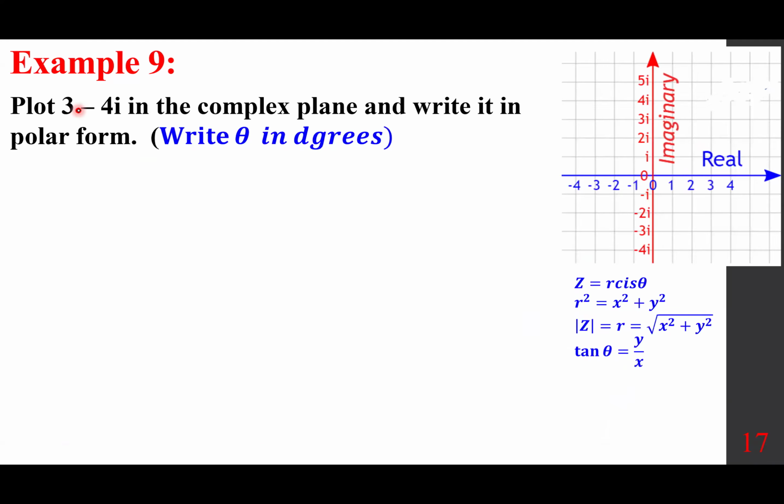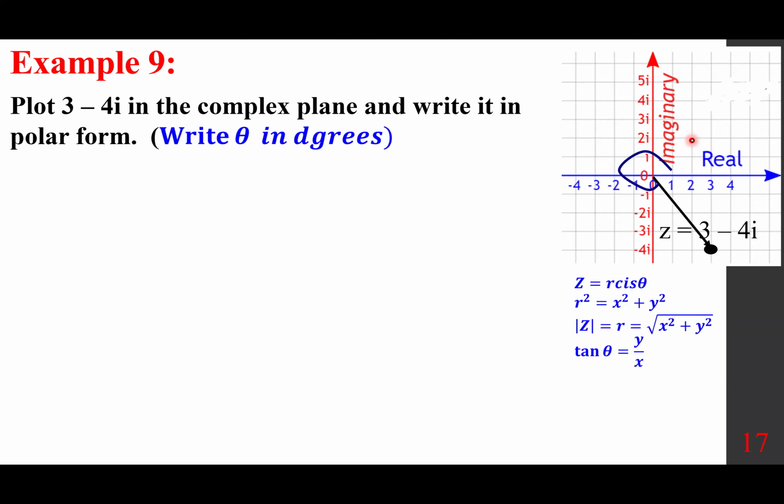Plot 3 minus 4i in the complex plane and write it in polar format. Let's go with degrees. So the very first thing we want to do, we are going to go 3 units to the right, 4 units down. 3 units to the right, 4 units down. 3 minus 4i, z equals 3 minus 4i.